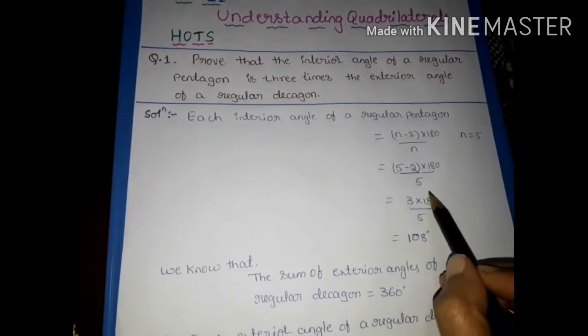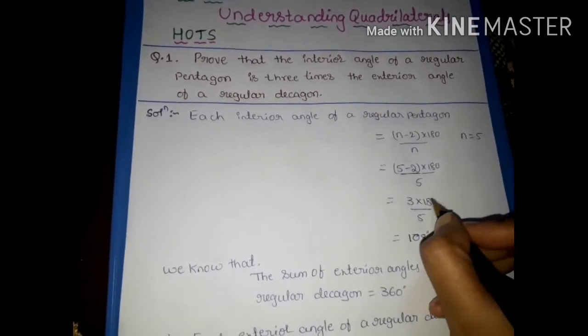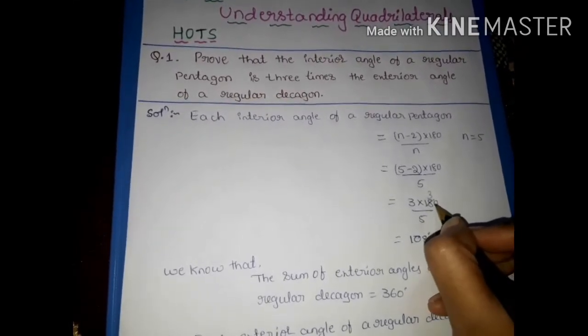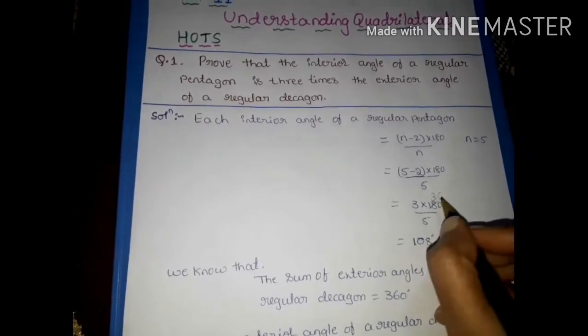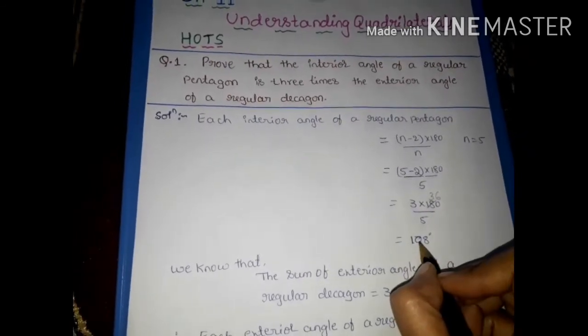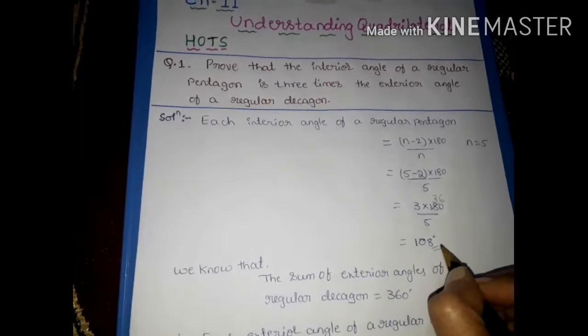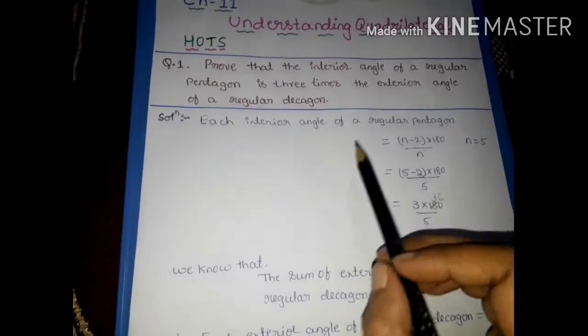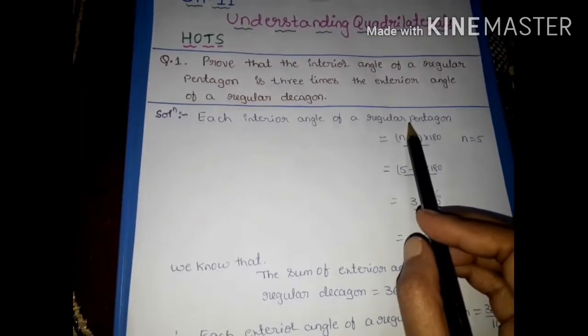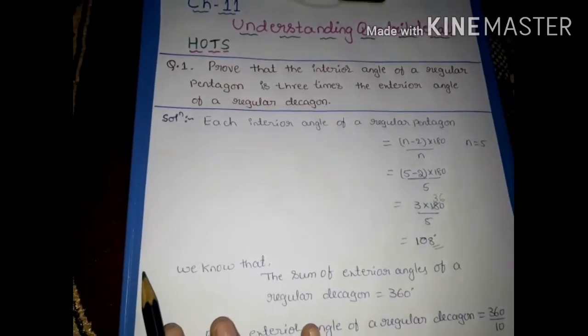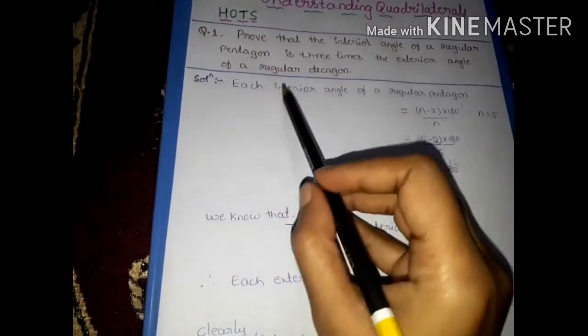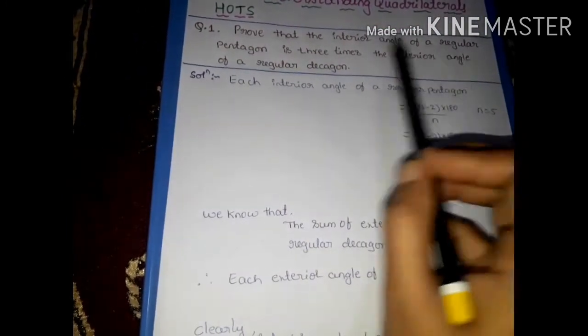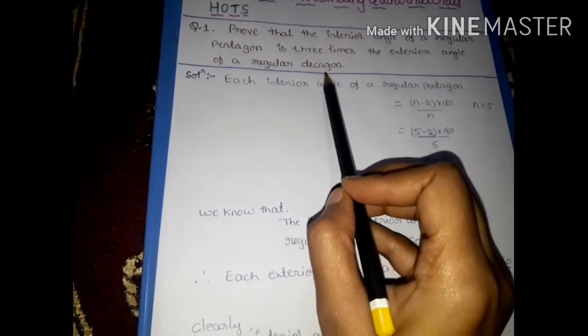5 1s are 5, 3s are 15, 3 remains, 5 6s are 30, 36 3s are 108. Here 108, what is it? It is each interior angle of a regular pentagon. Now next, what do we have to find? Next we have to find the exterior angle of a regular decagon.